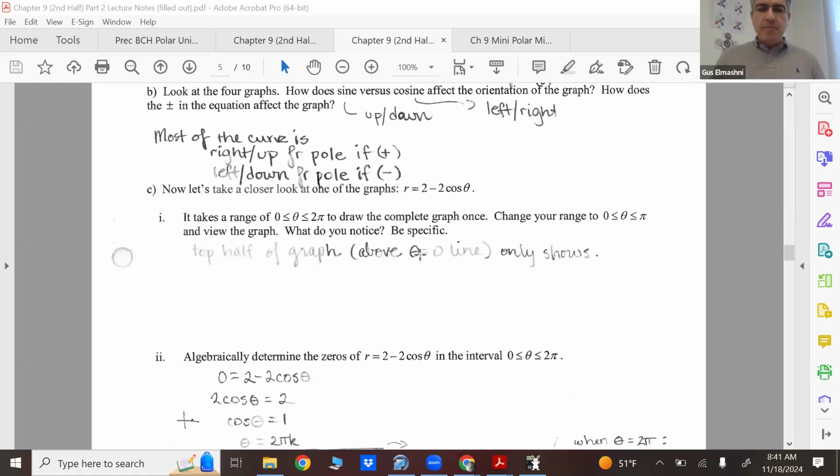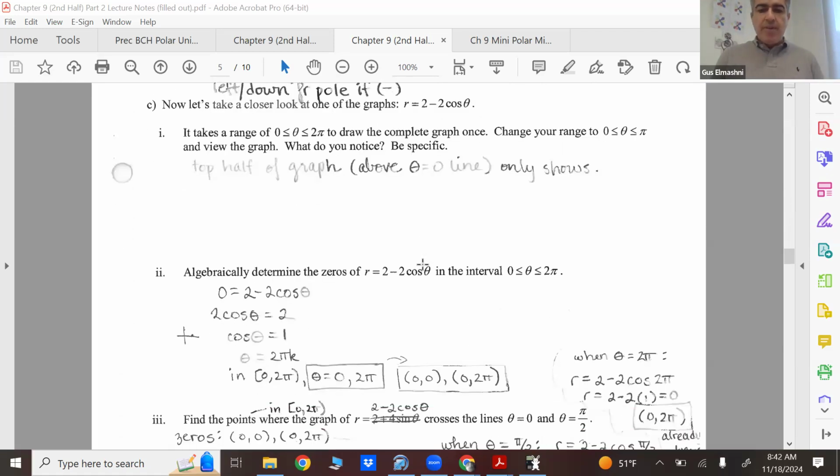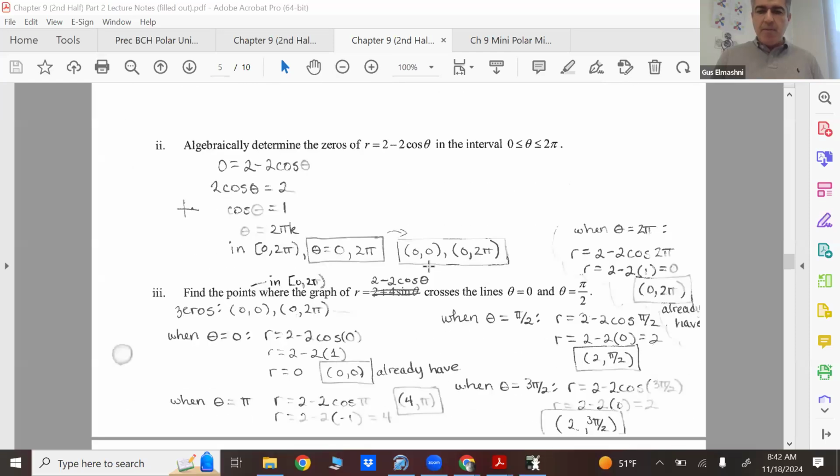If you want to change the range, you can, to see what's being graphed. If you want to find the zeros, just plug in 0 for r. That's not hard to do. Find where it crosses: theta equals 0, theta equals pi over 2, is all right there. I know we didn't do these parts. Is that correct? Yeah, but I'm going to skip over it for now, because you do have access to these notes.